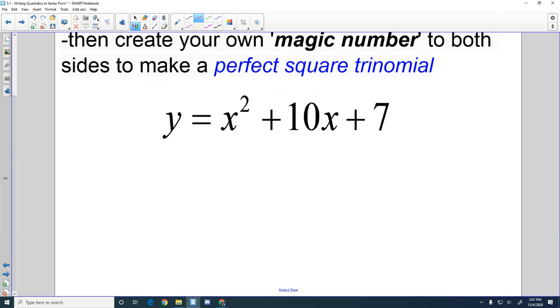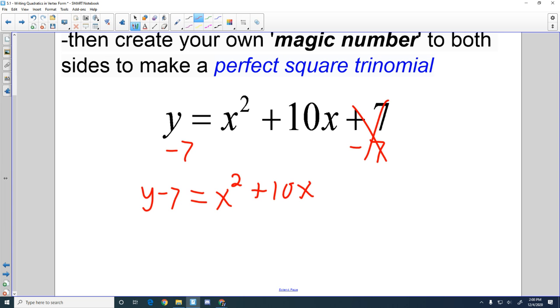So check it out. If this constant doesn't meet our pattern that we like, what if we just got rid of it? That's a positive 7. How can I get rid of a positive 7? Subtract 7. So what we're going to do, just temporarily, is subtract a 7, but don't I have to do that on both sides to keep it balanced? Essentially, what if I just temporarily move it over to the left? So that now our equation is y minus 7 equals x squared plus 10x. Well, that just canceled that out. Those equations are the same, aren't they?